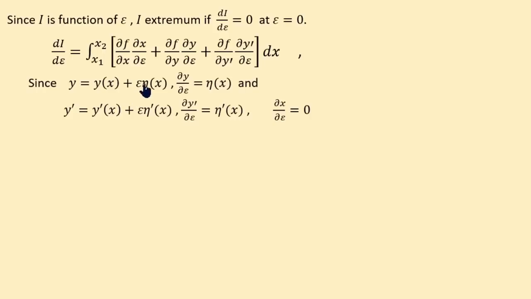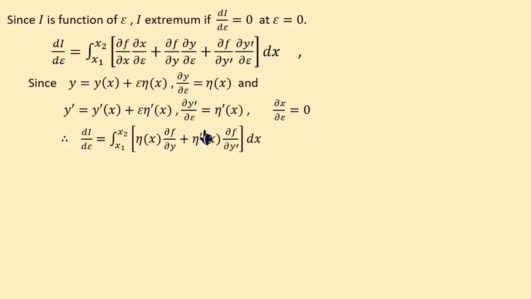Now substitute ∂x/∂ε, ∂y/∂ε, and ∂y'/∂ε. See here, y equals y(x) plus ε η(x); the partial derivative with respect to epsilon gives 1 into η(x), because you are treating x as constant. Similarly, ∂y'/∂ε is 1 into η dash(x). And since x is treated as constant, this part is 0, so only these two parts remain. Therefore, dI/dε becomes the integral from x1 to x2 of η(x) ∂f/∂y plus η dash(x) ∂f/∂y'.